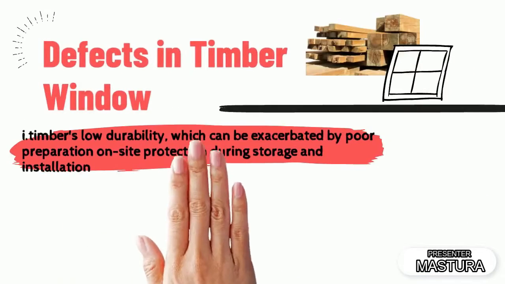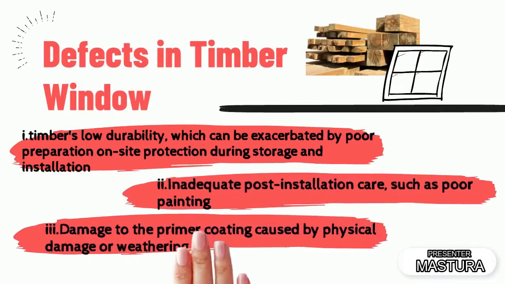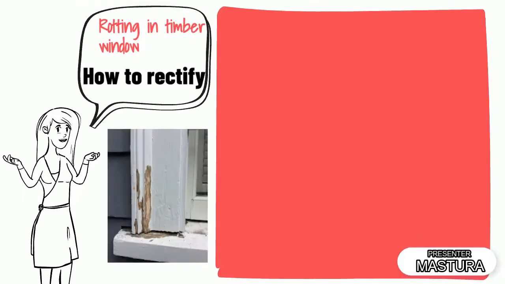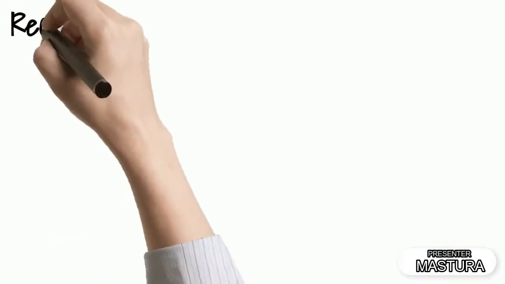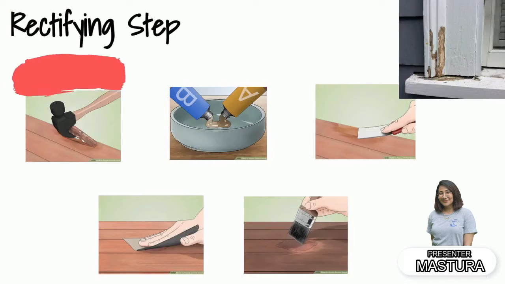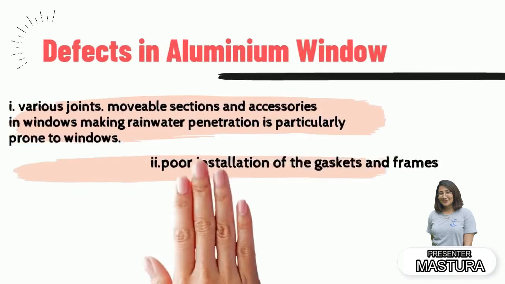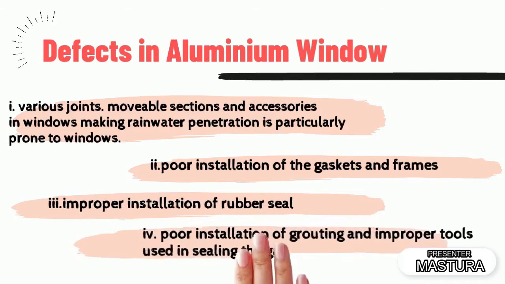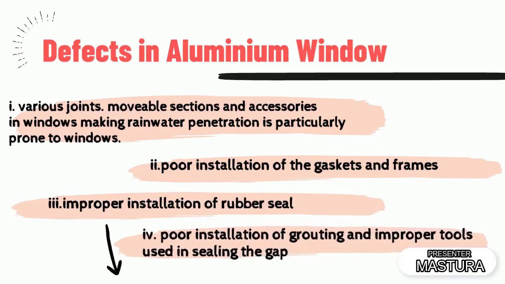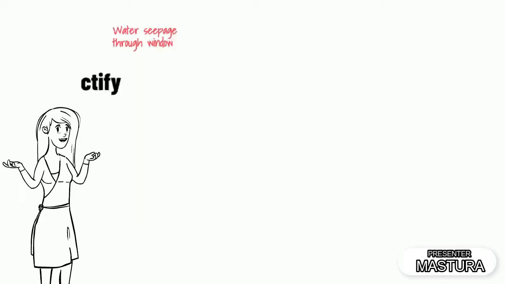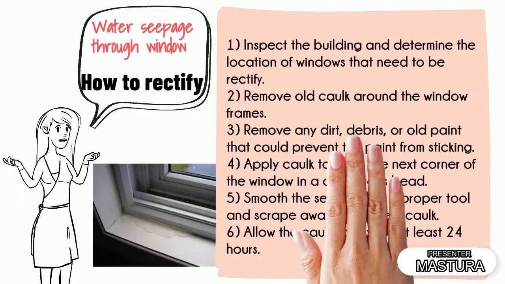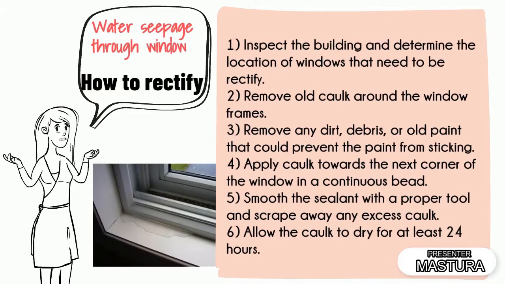Defects in timber window are as you can see in the slide. The example of defects in timber window is rotting on window frame. These are the steps involved in rectifying the rotting timber window frame. The defects found in aluminium window are as you can see in the slide. The example of defects in aluminium window is water seepage through window, and the rectification steps are as in the slide.